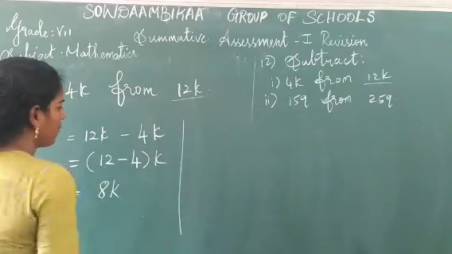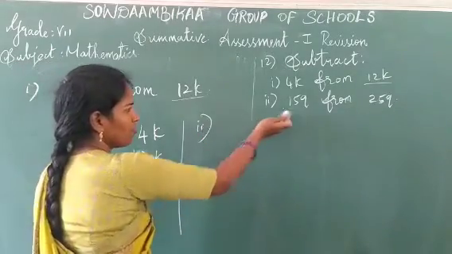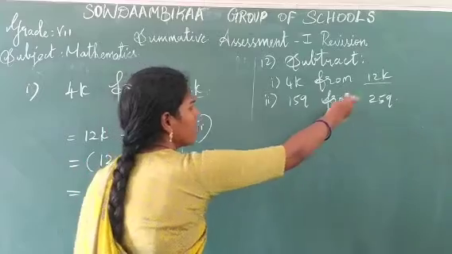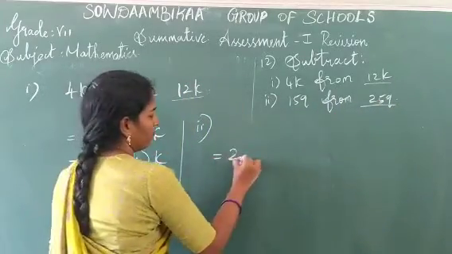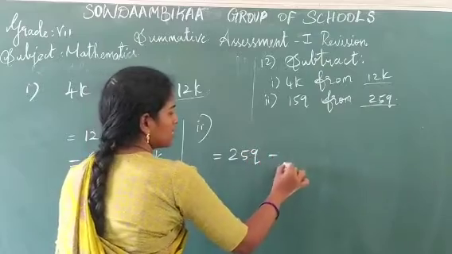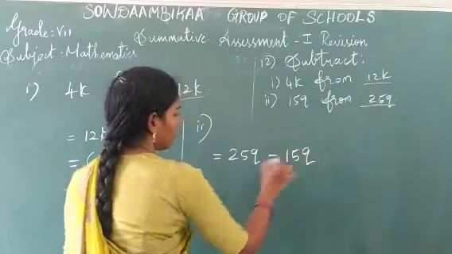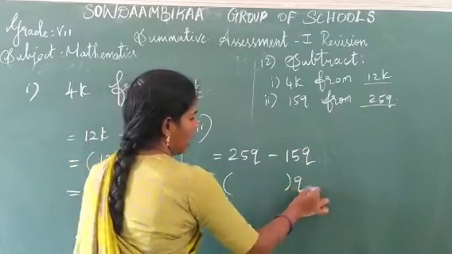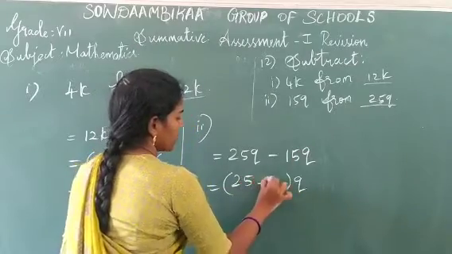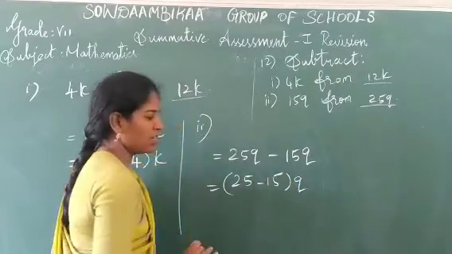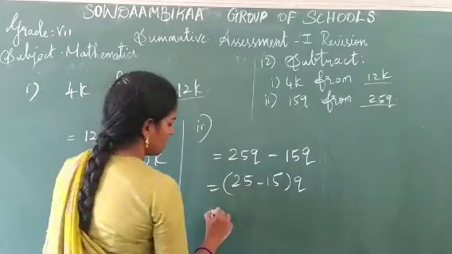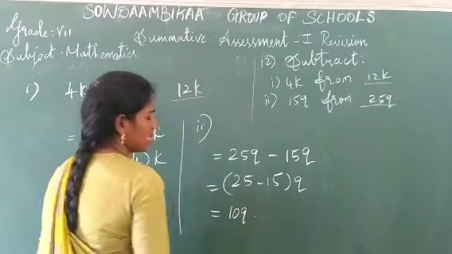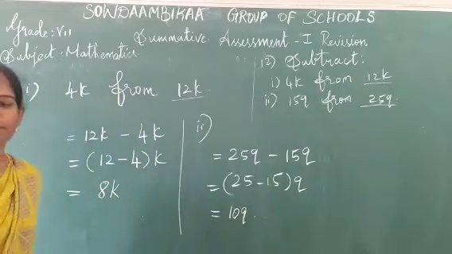Okay. The second point, 15q from 25q. First we have to write down the 25q minus 15q. Take the variable outside, the numbers right inside. Very simple. 25 minus 15 comes? Very good. 10q. That is the answer here. Do you understand? Okay.